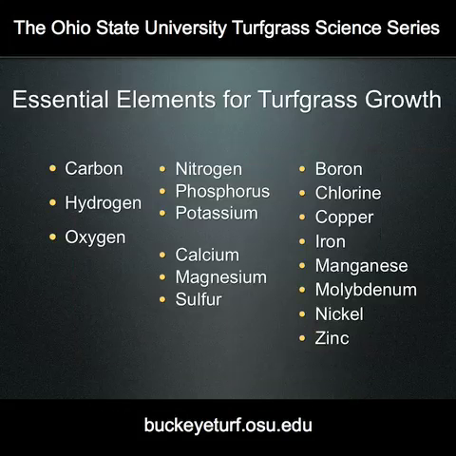The primary macronutrients, as they're called, are nitrogen, phosphorus, and potassium. And then the secondary macronutrients are calcium, magnesium, and sulfur. Now, this is not to say that they're necessarily more important nutrients, but they are present in the plant in a higher concentration than the micronutrients, which are boron, chlorine, copper, iron, manganese, molybdenum, depending on the textbook that you read, nickel, and zinc.